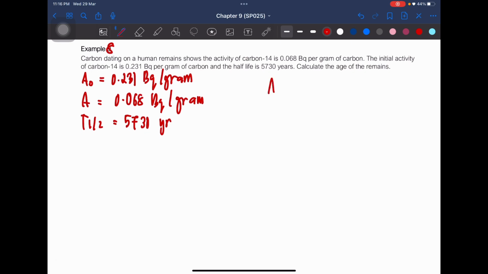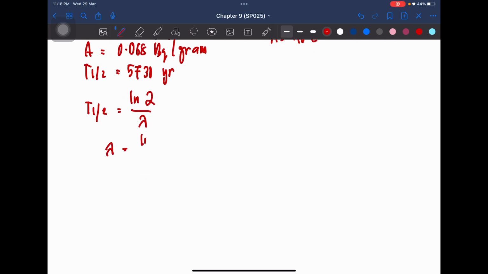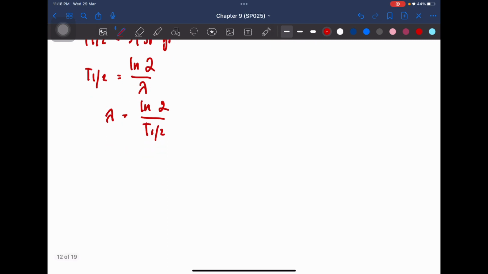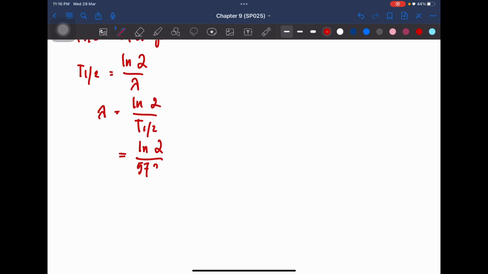So age of the remains kita akan guna A naught, E negative lambda, T. So kita perlu cari T lah di sini. Tapi sekarang ni kita tiada value lambda. Dua ni kita ada. So again kita akan guna half-life. Ln 2 over lambda. So lambda is equal to ln 2 over T half, which is are we gonna use years? I guess we're gonna use years. Okay, so 5,730 years. So the decay constant is equal to 1.2097 times 10 negative 4 per year.